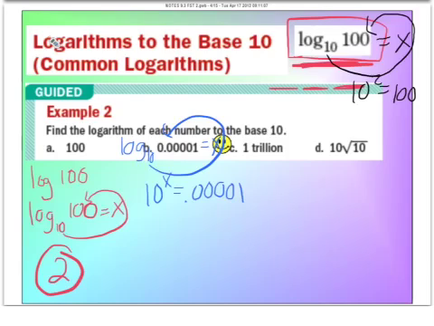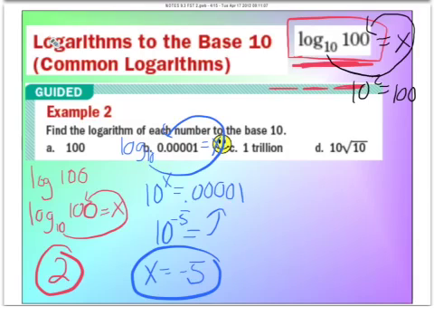Now, if this was 10 to the 0 power, that'd be the number 1. 10 to the negative 1 power is going to be 0.1, right? 10 to the negative 2 is going to be 0.01. Negative 3, negative 4, and negative 5. So what this has to be is 10 to the negative 5th power is going to equal this answer. So in this case, x is negative 5.